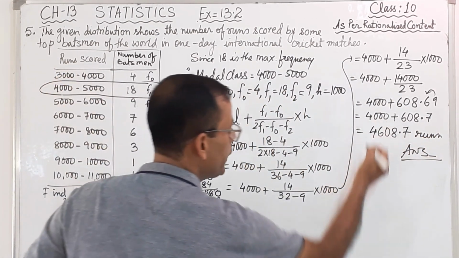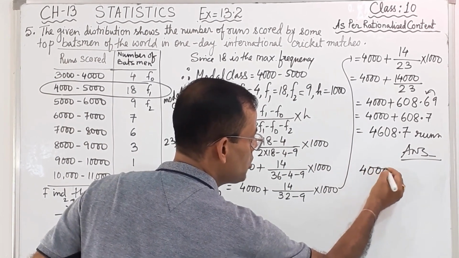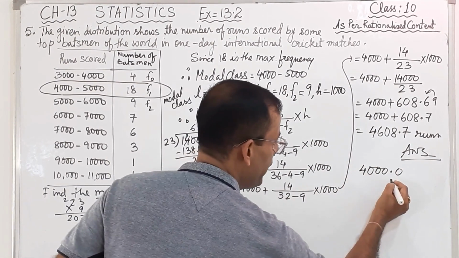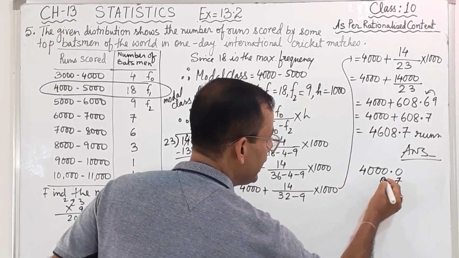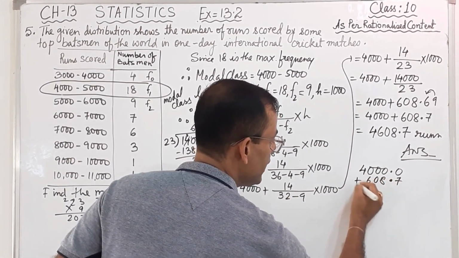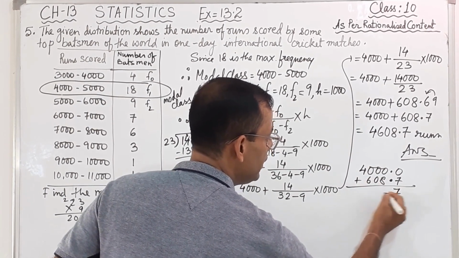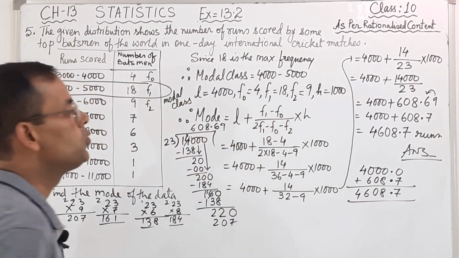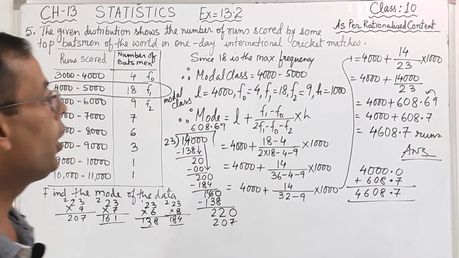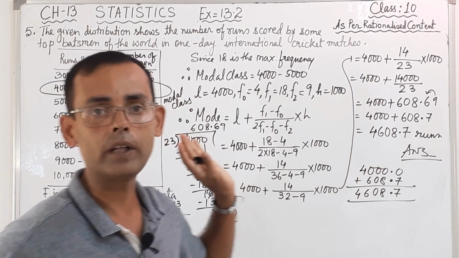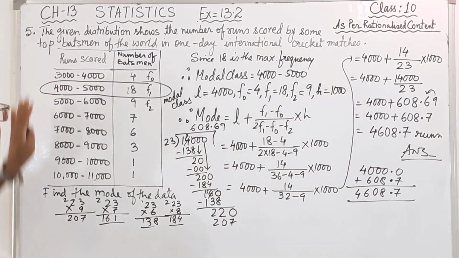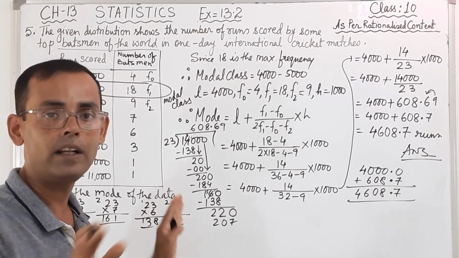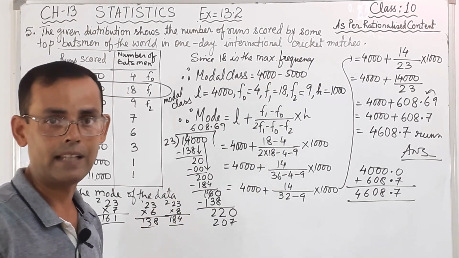Clear? Now those who cannot add, you can do it this way, 4000.0. Don't forget to write that 0.0. And then point below point, 7 is here and 608 is here. Now when you add, what do you get? 4608.7 runs. Okay. And that is the answer of this question, question number 5. So I hope you have understood question number 5 nicely.